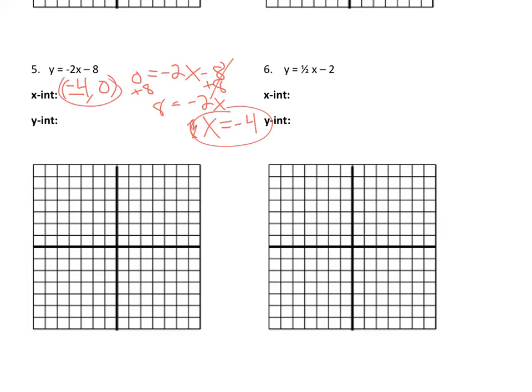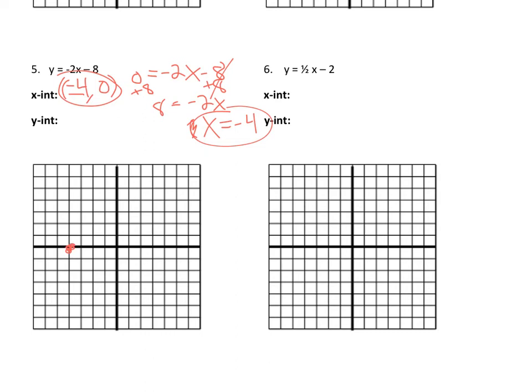So I'm going to graph this. So at negative 4, 0, from the origin, I'm going to the left 4. 1, 2, 3, 4. So that's the x-intercept at negative 4, 0. So I'll put that in red. There we go.